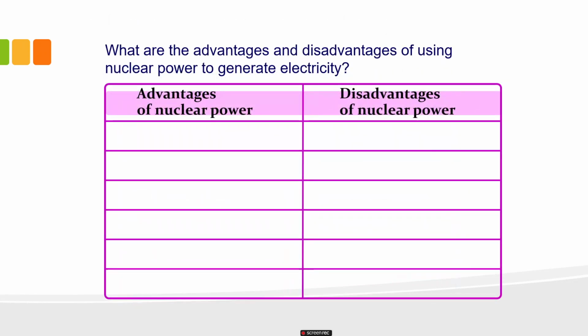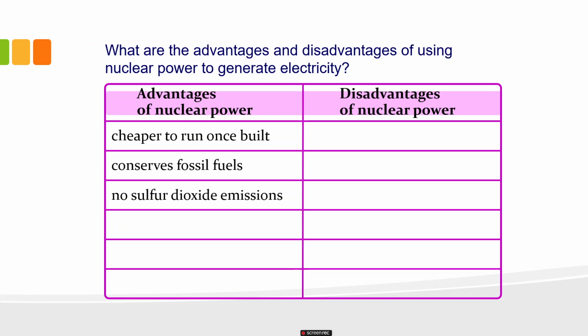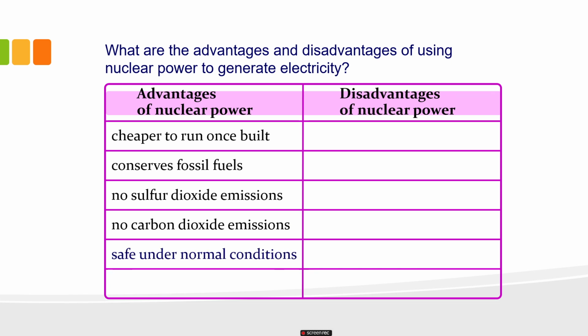Then what are the advantages and drawbacks of the nuclear power? The advantages are it is cheaper to run once it is built. So the initial cost is more, but it is cheap when it is running. No sulfur dioxide emissions are there. No carbon dioxide emissions are there. And it is safe under normal conditions. Then a small amount of fuel is used, so less transport is needed.